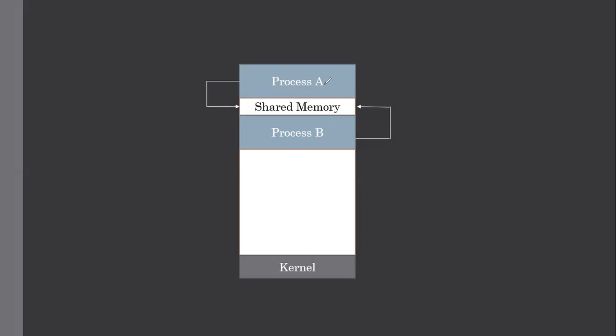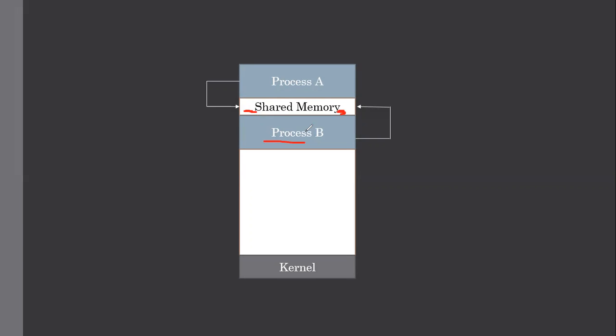So typically the process which creates the shared memory region, this shared memory region lies in the address space of that particular process. Now assume that process A has created the shared memory region. So this shared memory region will lie in the address space of process A, and process B will have to attach this shared memory region with its address space so that both of them can communicate. Once this is done, then both process A and B can read and write to this shared memory segment, and hence communicate with each other.